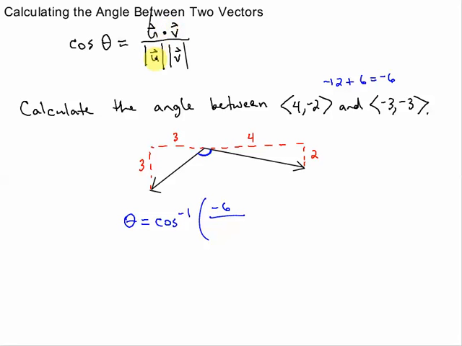The dot product is on top. Divided by the product of the magnitude of each of these. Well, the magnitude of this vector would be the square root of 4 squared plus -2 squared. So we have the square root of 20 times the square root of -3 squared, 9, plus another 9, so the square root of 18. Okay, so we need to take the inverse cosine, and we've already got the angle we need. This equals 108.4 degrees approximately.